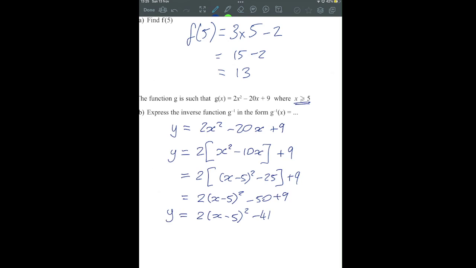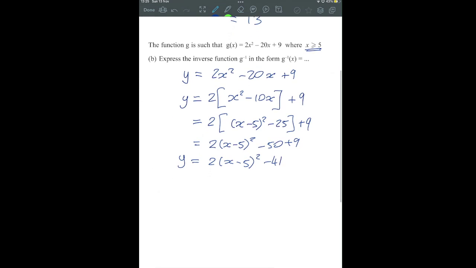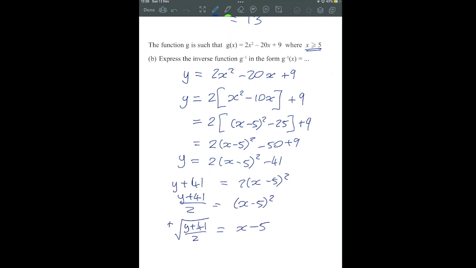And now I have x only appearing in one place, so I can undo all of the layers. I'm going to add that 41 that was subtracted at the end. I'm going to divide by 2. I'm going to square root, and this is where one of the subtleties comes in. Whenever you square root, you get a plus or minus. Now, with functions, you cannot have a choice, and plus or minus is giving you a choice.